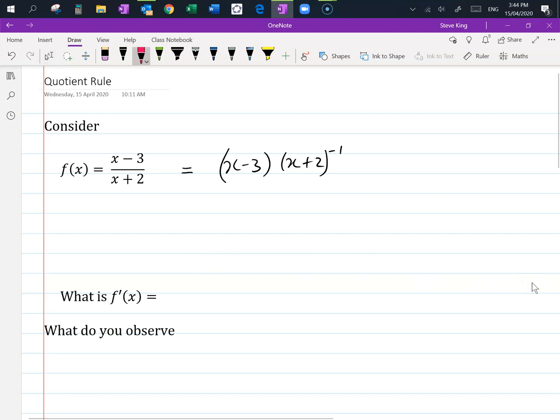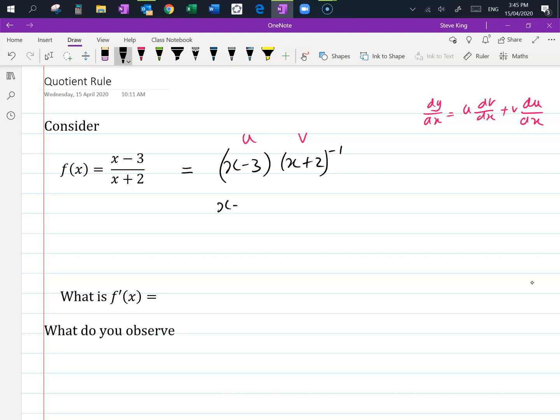So once again, if I go and call this thing over here u and that thing over there v, and just remind ourselves that dy dx is going to be u dv dx plus v du dx. That's the formula that we've got. Remember, it's on the formula sheet. Let's go about deriving this product that we've got over here.